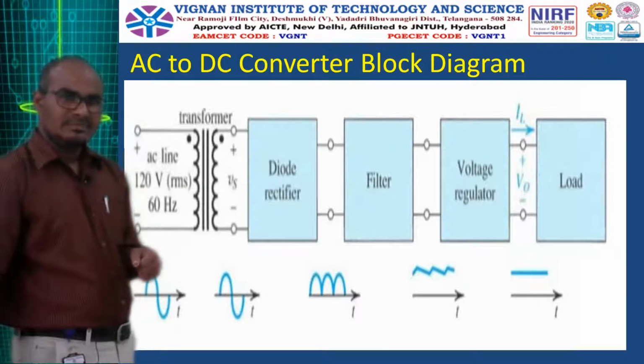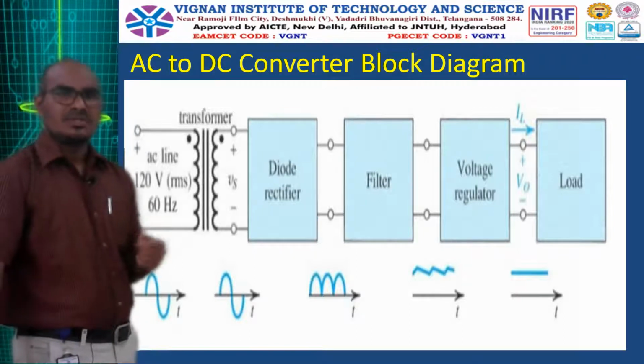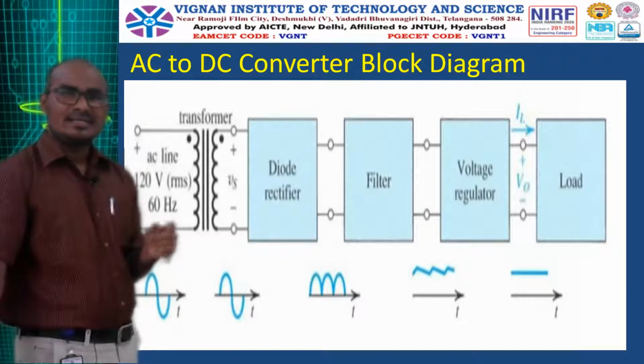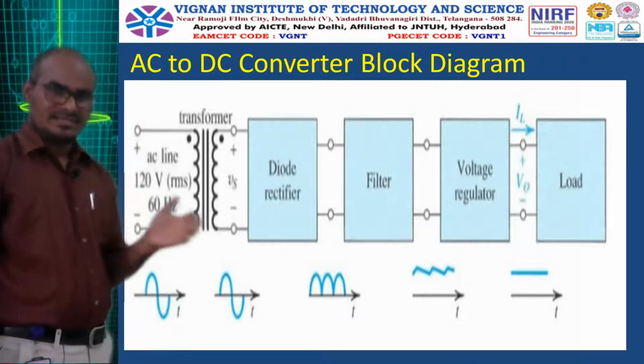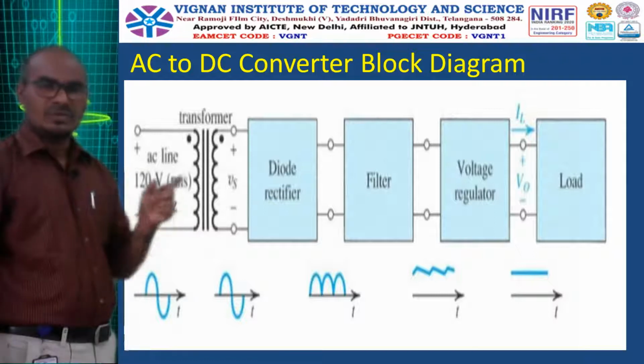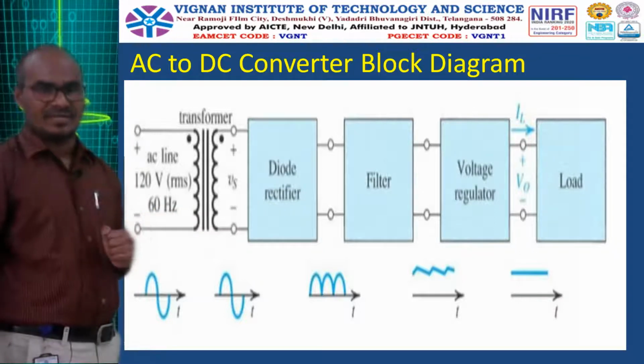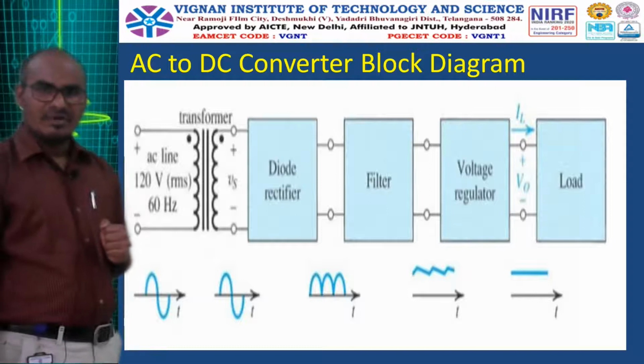But in the diagram, it is given as 120 volts, 60 hertz. You should get a doubt. So 120 volts, 60 hertz is the supply of the American country. India and its neighboring countries use the supply of 230 volts and 50 hertz frequency. And the waveform is like this.